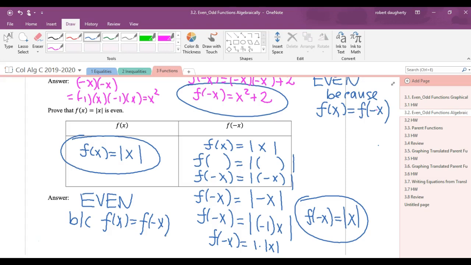So when I first substitute in the negative x, f of negative x equals the absolute value of negative x. I'm not sure at this point if these things are equal until I reason through and say, oh, well, this is negative 1 times x. The absolute value of negative 1 is 1. I can show that these things are equal. So you have to do a little bit of algebraic work to get to the answer there.